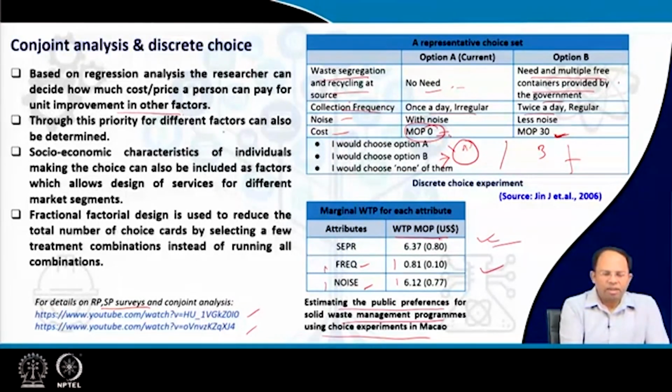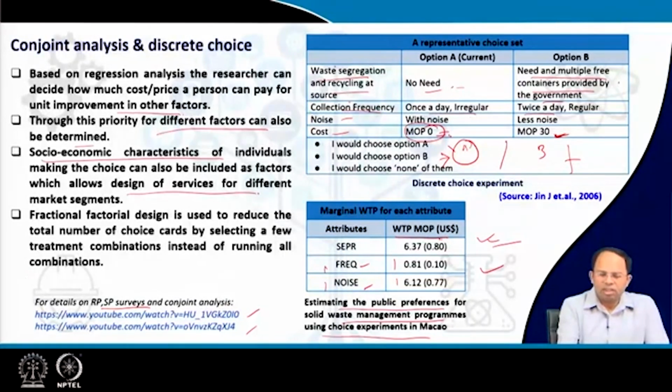Via this regression process, we can also determine the priority of the different factors, which are important factors in making a choice. In addition to all this, we can also include socioeconomic characteristics of individuals in the regression model, which can help us in determining what sort of services can be designed for which market segments. So that is another beauty of it.